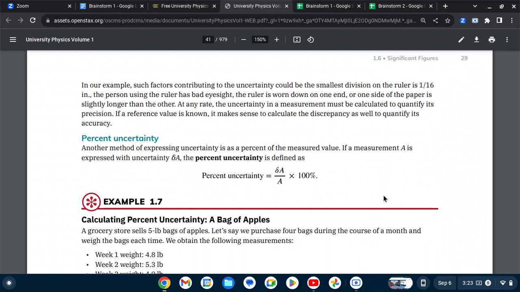Percent uncertainty. Another method of expressing uncertainty is as a percent of the measured value. If a measured value A is expressed with uncertainty delta A, percent uncertainty is defined as percent uncertainty equals delta A over A times 100.